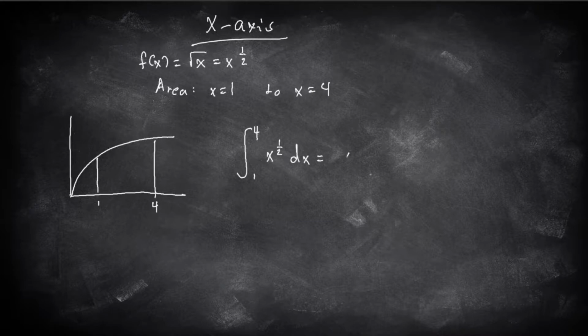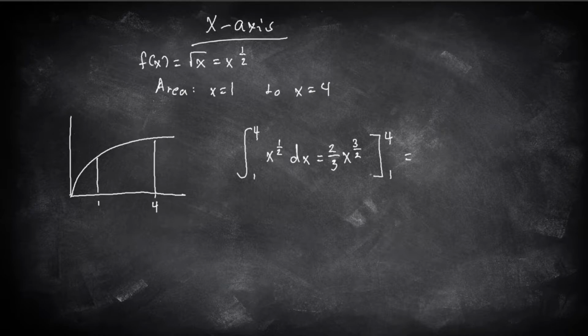Now when we integrate this, this is x to the power 3 over 2. The derivative of this is 3 over 2 x to the power 1/2. We don't want 3 over 2. We want just a coefficient of 1. So we need to scale this down by 2/3. Now we take that integral from 1 to 4.